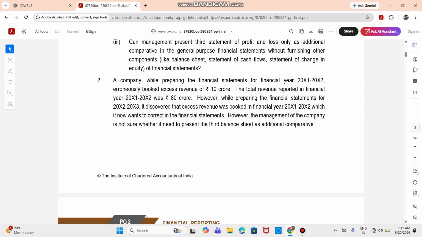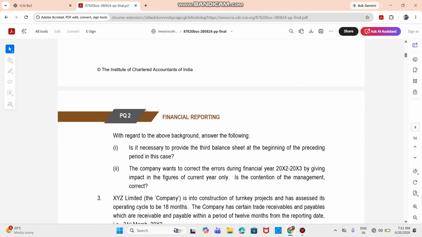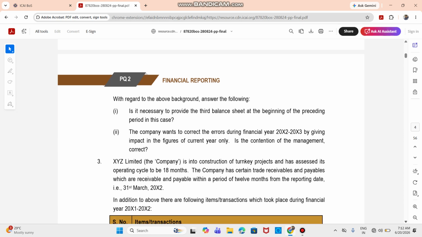However, management of the company is not sure whether it needs to present the third balance sheet as an additional comparative. With regard to the above background, is it necessary to provide the third balance sheet at the beginning of the preceding period? Second, the company wants to correct the errors during the financial year 2023 by giving impact in the current year figures only. Is this contention of the management correct? This is your second question.